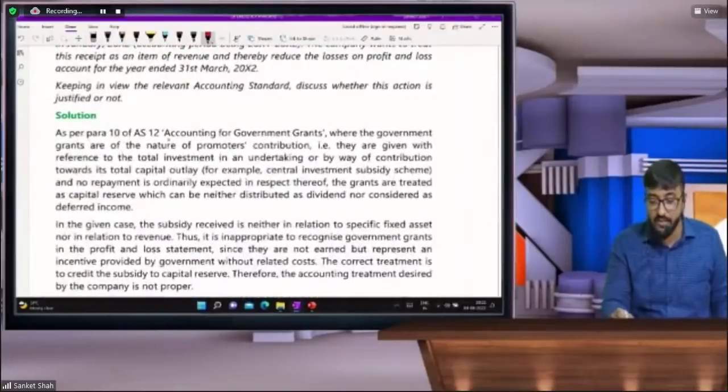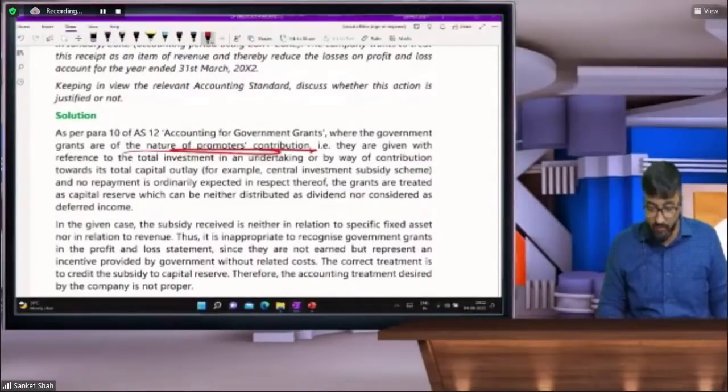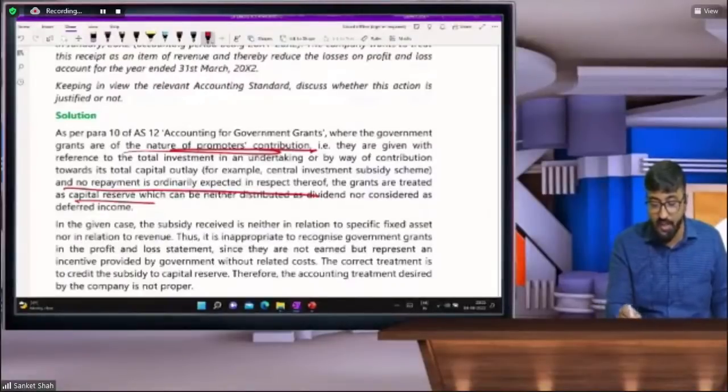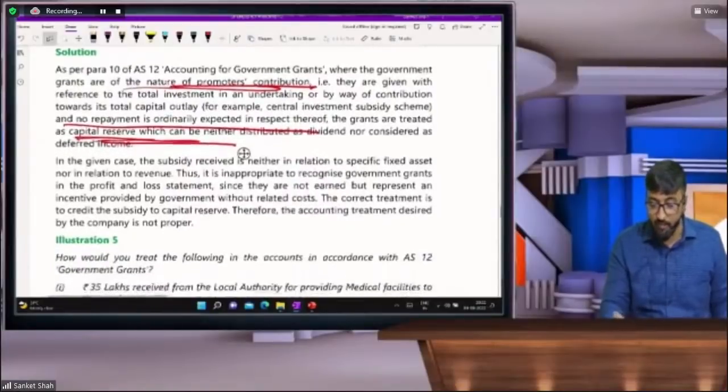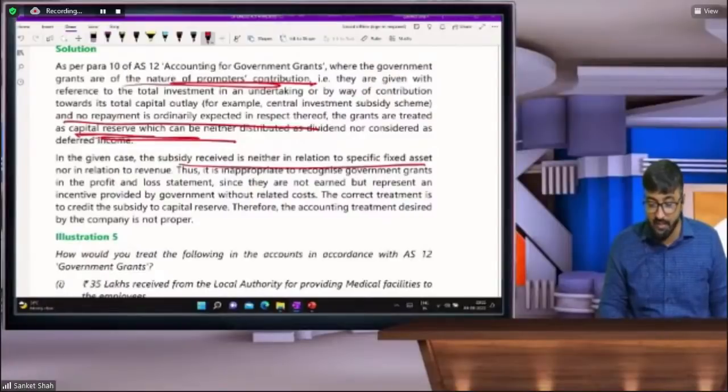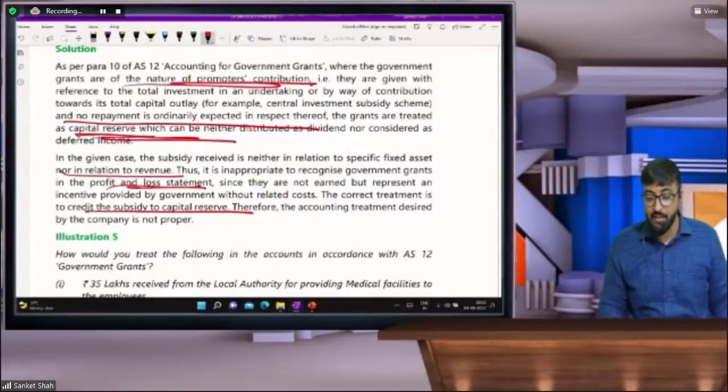So see, if government is giving this grant, it is recorded as a promoter's contribution, because this is like an investment which is given and no repayment is ordinarily expected. So it is a capital reserve. Treat it as a capital reserve, don't treat it as deferred income, and not for dividend distribution. The subsidy is in relation to fixed assets, not in relation to revenue. So here, government grant in P&L account is wrong, and the government has not recorded this as a deduction from the asset without related cost. So the correct treatment is to credit the subsidy to capital reserve, and the company's treatment is not correct. So here the company's treatment is not proper.